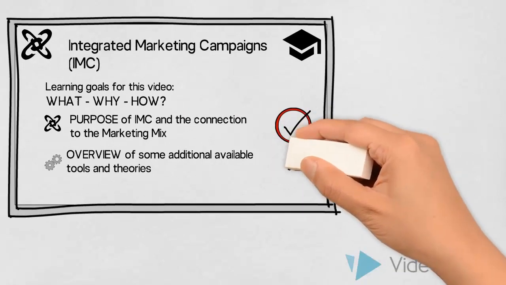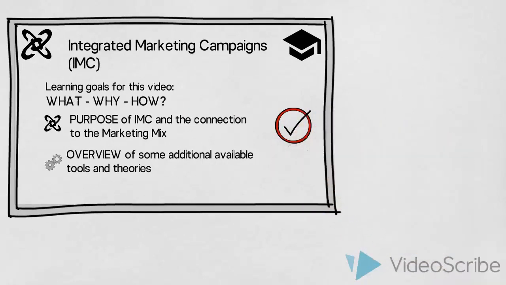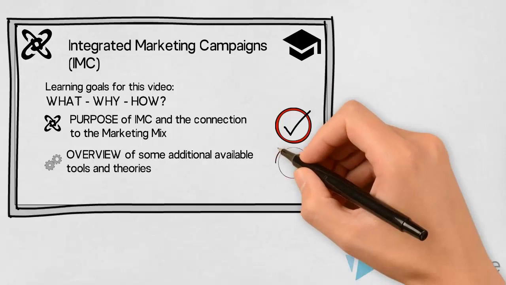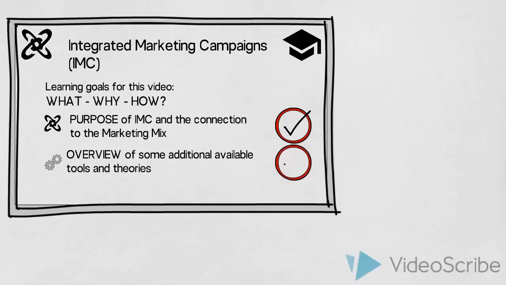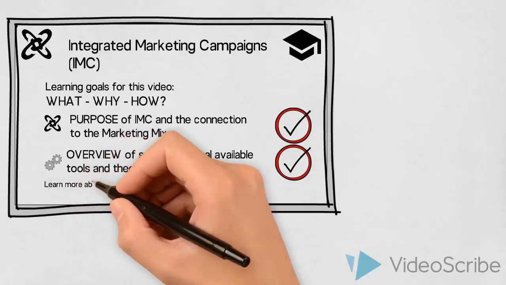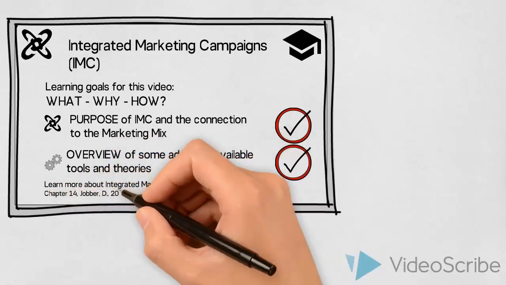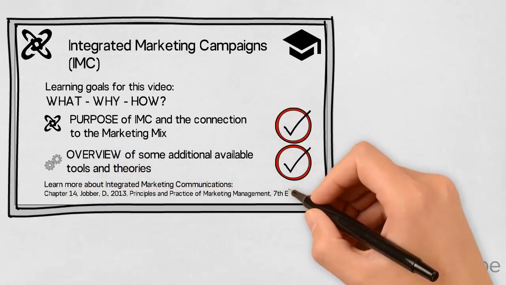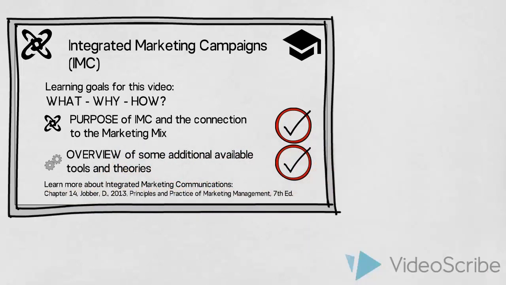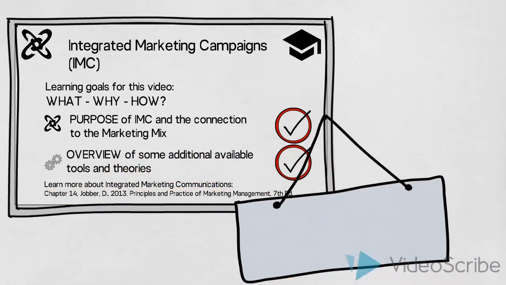We have now established an understanding of the purpose of integrated marketing campaigns, the different factors that make a campaign integrated. And last, we have presented an overview of some additional tools and theories available to us when designing an integrated marketing campaign. To learn more about integrated marketing campaigns and how to use the different tools and theories introduced in this video, I recommend that you read Chapter 14 in David Jobber and Fiona Ellis Chadwick's Principle and Practice of Marketing Management, 7th edition.